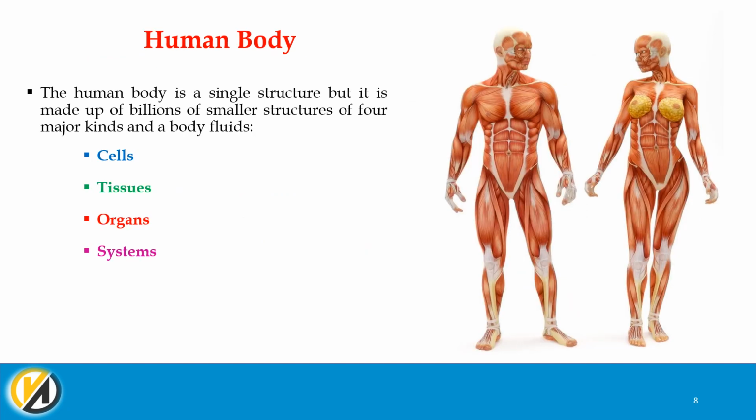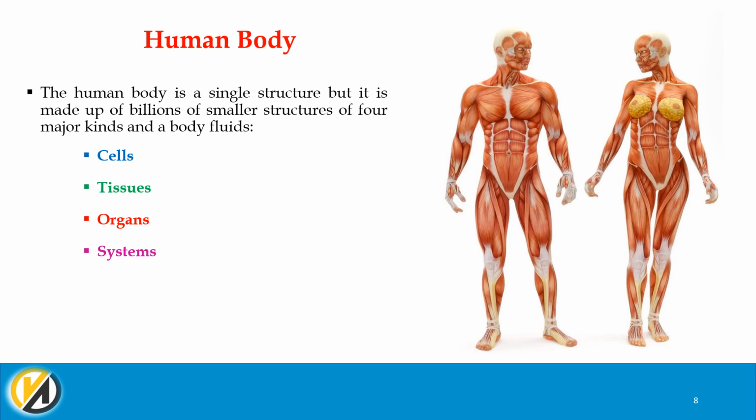So what does the human body mean? The human body is actually a single structure, but it is made up of billions of smaller structures of four major kinds, and also body fluids as well. These major structures that make up the human body include cells, tissues, organs, and systems. Body fluids are also very vital and important.